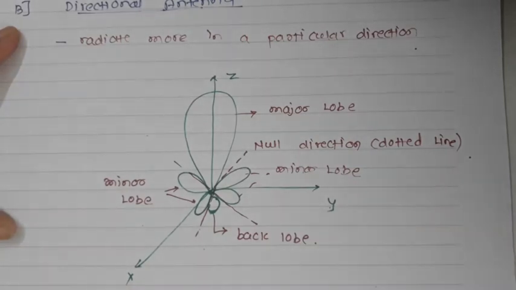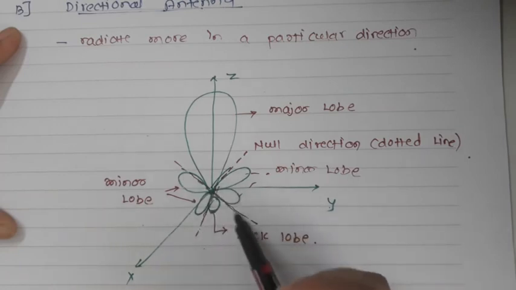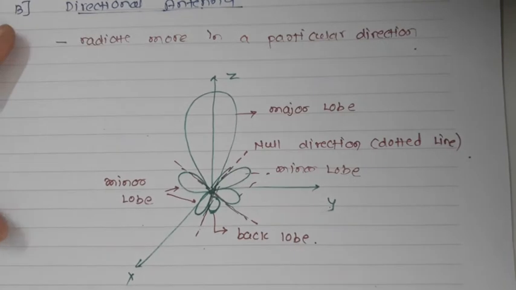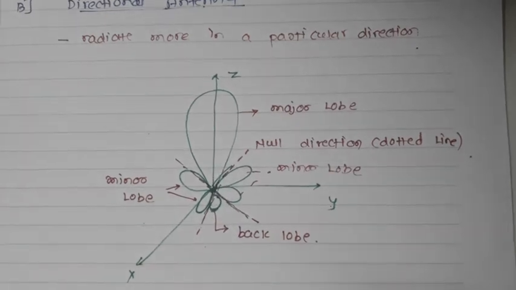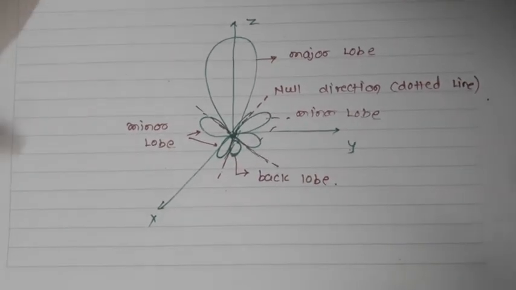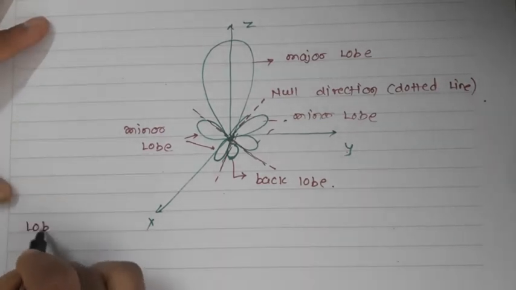Now if we talk about these particular lobes, we can see there are some directions where there is no radiation, and these are called nulls. In between two adjacent nulls, I have some radiation. These lobes will be classified as major lobe, minor lobe, and so on. Whatever I have between the nulls is called a lobe. So the classification of lobes will be like this.